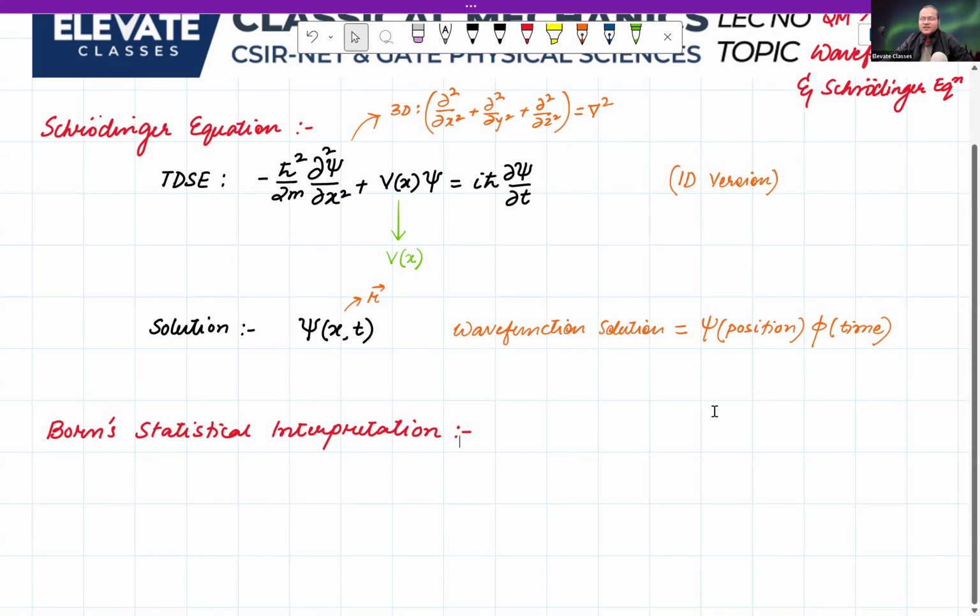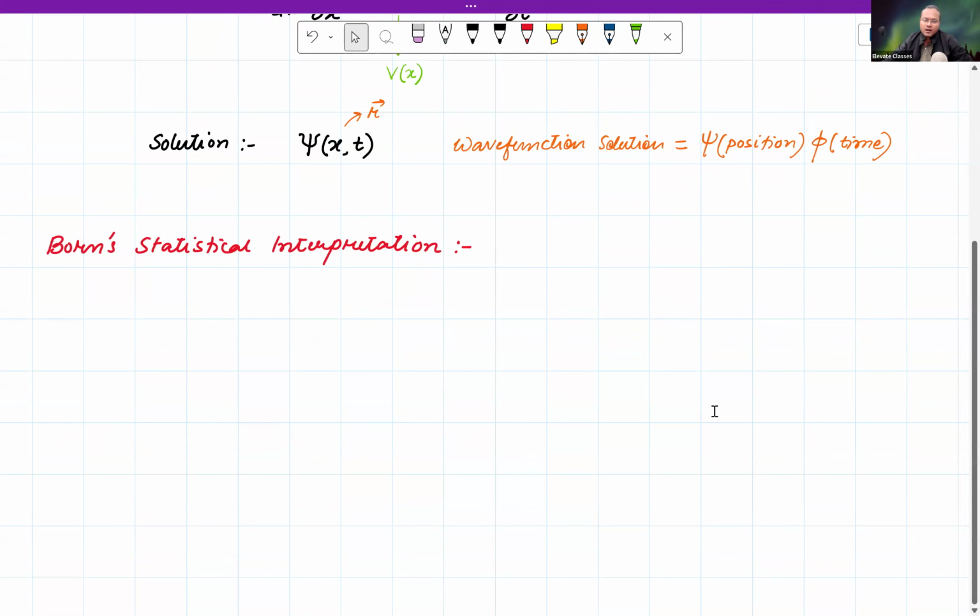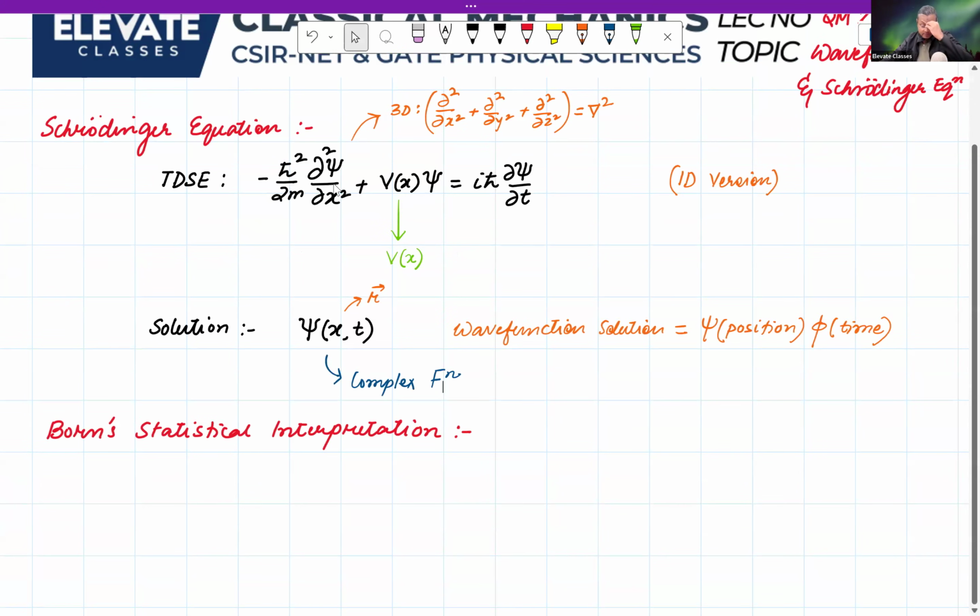For that, we need an additional condition, which is the Born statistical interpretation, which simply says that this wave function solution, since it's a complex function, right? Here we have a differential equation that contains iota. The differential equation contains iota, and therefore the solutions are complex in nature.